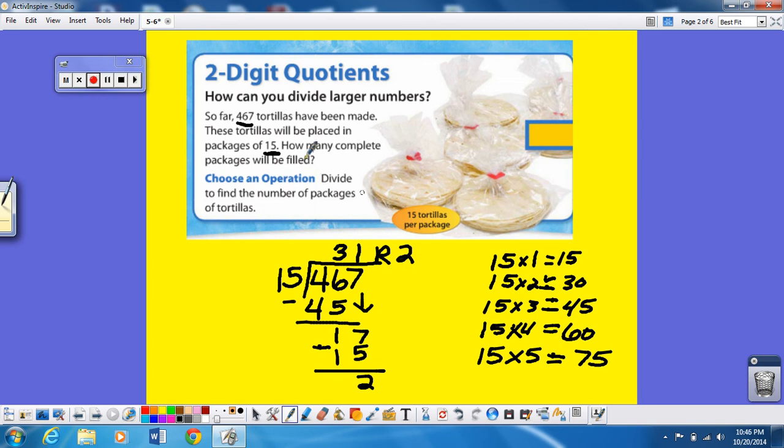Now let's look back and see what it asks. How many complete packages will be filled? We know that we can fill 31 packages of tortillas with 15 each. We have 2 tortillas left over. So this is one of those problems where you have to look at the remainder and see how it affects your answer. In this case, the 2 left over do not make us move up to 32. We can only fill 31 packages with 15 tortillas in each of them. There will be 2 left over, and that'll start your next package of tortillas.